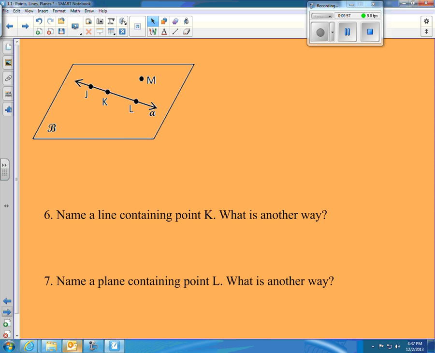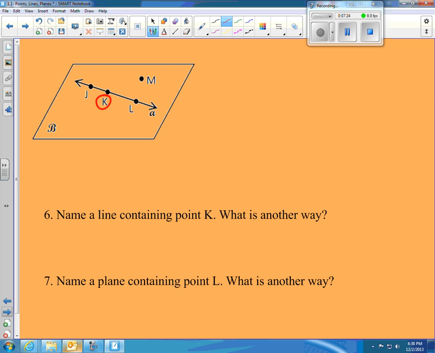All right, let's go to the back side. Here now we're actually going to use a picture and we're going to discuss some of these things. Number 6 says name a line containing point K. Well, here we see point K. And now think about the definition for a line. It says it's made up of points with no thickness or width. And more so, we want to think about what it is named by. It says using 2 points. Okay, so I just need 2 points.